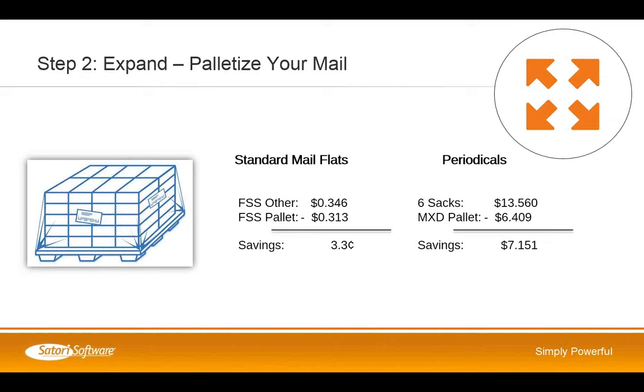There's actually a 3.3 cent difference between a regular FSS piece and a piece that's on a pallet specific to an FSS scheme. That's going to be a specific set of zip codes that they're going to be running at a certain point in time in their day.